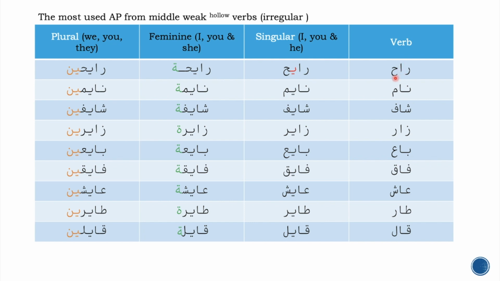So we've got راح, to go. نام, to sleep. شاف is to see. زار, to visit. باع, to sell. فاق, which is to wake up. عاش is to live. طار is to fly. And قال is to say.